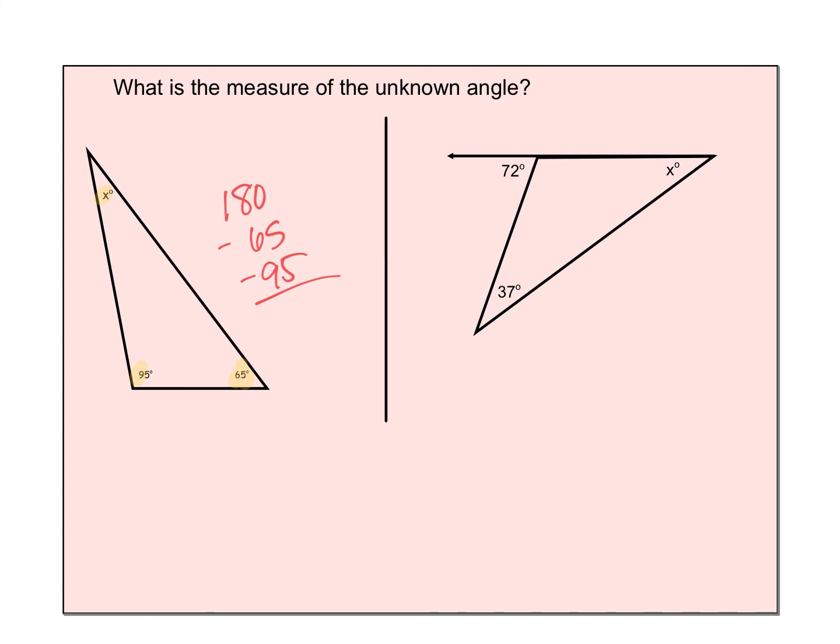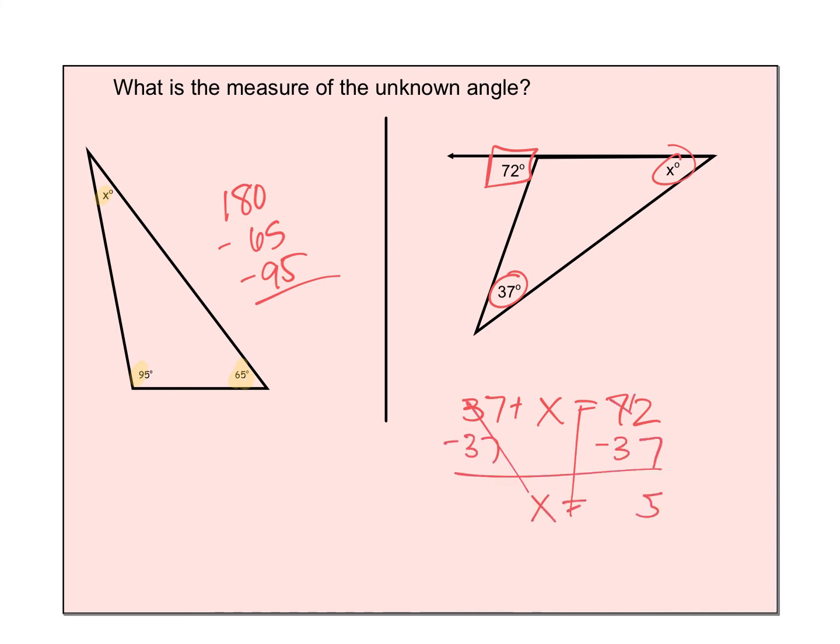The second one, there's two ways you could do this. Number one, you could say, 37 plus this one has to equal 72. So 37 plus something equals 72. Well, I would just subtract 37 then. I get x equals 35. Now another way to do this is you could have said, these two together make 180. And then you could have done 180 minus 72 and gotten 108. And then you could have said, these three have to make 180. And then you could have got it that way.